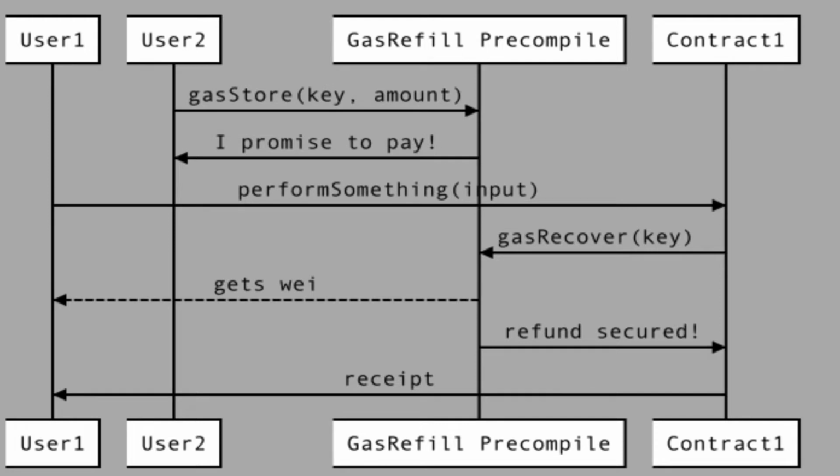With this, a user can make a transaction that reaches the gas refill precompile, storing an amount of gas to be used in a separate transaction in the future, like user 2 does. Then another user, like user 1, can request that gas from the gas refill precompile and use it to pay for a transaction done on behalf of user 2. With this, users and contracts can prepay for future transactions, and it can be possible to earn native tokens from nothing, just for providing a cron service for other users.